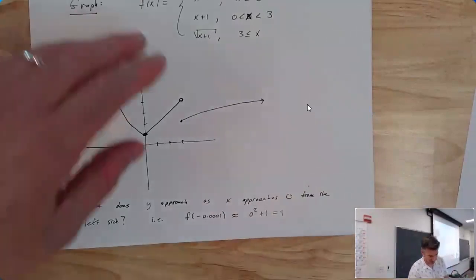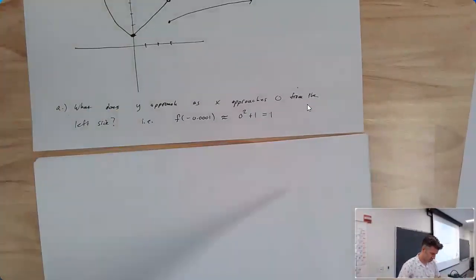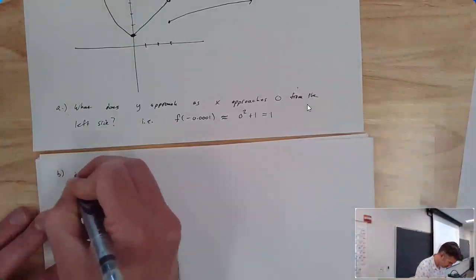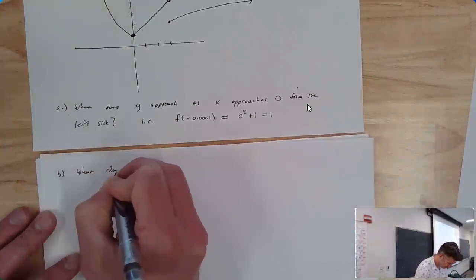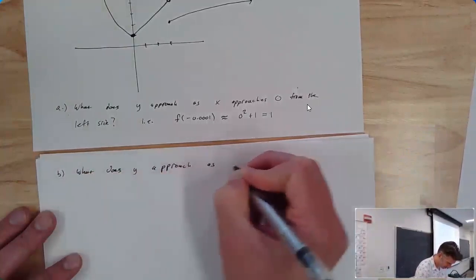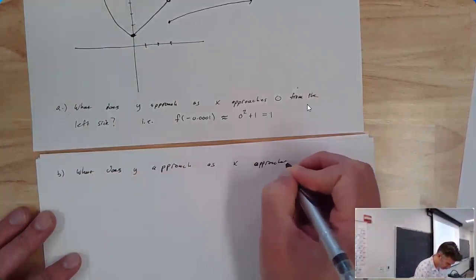Same question from the right. What does y approach as x approaches 0 from the right?